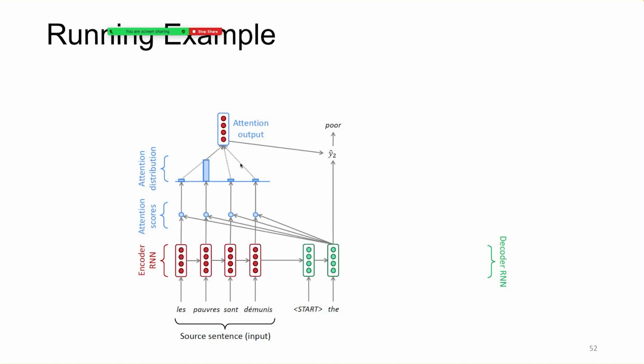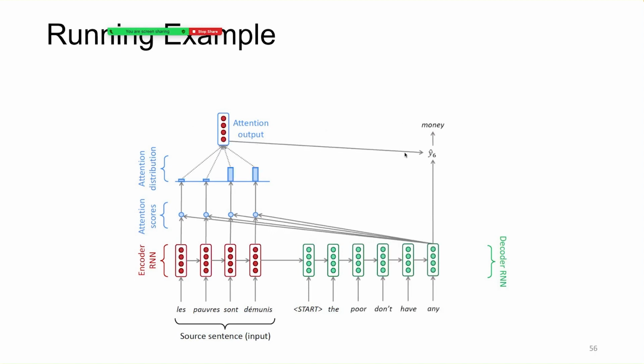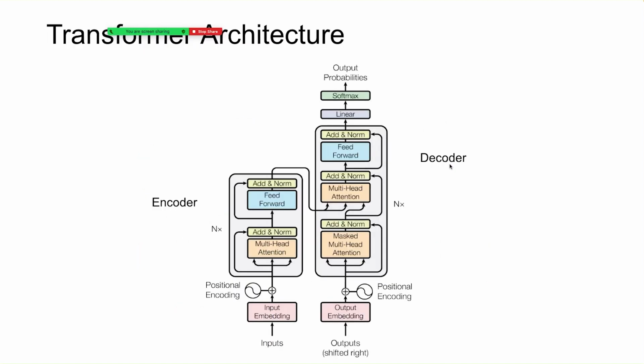I do the attention stuff and I generate the second token, right? And I do this again, again, again, and then it's done. Okay, so now you understand both cross-attention and self-attention. And now let's just come back to this image.